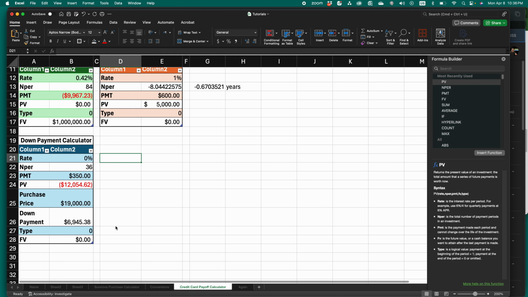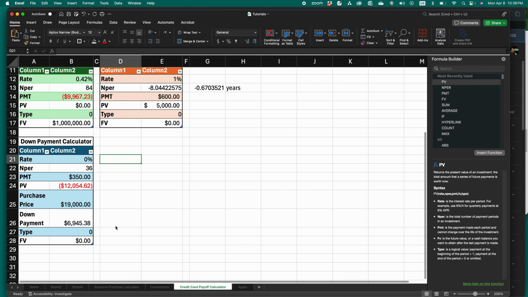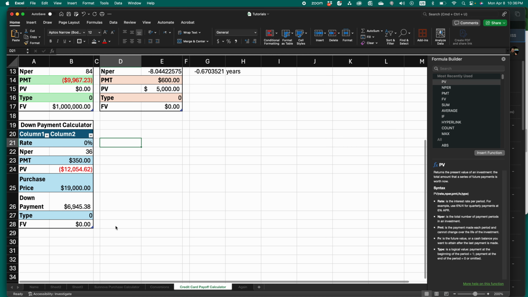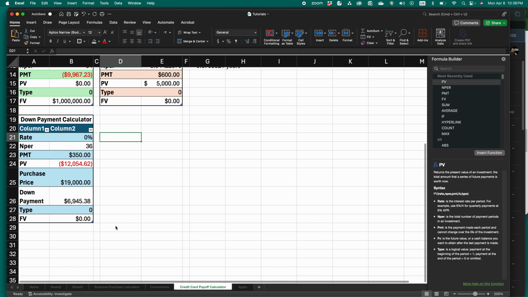Today I'm going to show you another financial calculator and another tool on how to calculate your down payment. Okay, let's say, how would you use this? Let's say you're going to go buy a car and you can afford a $350 monthly payment. How do you figure out what the minimum is you've got to pay as a down payment in order to keep your payment at $350?